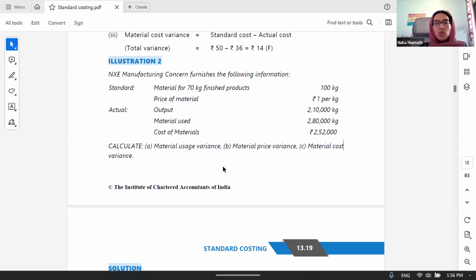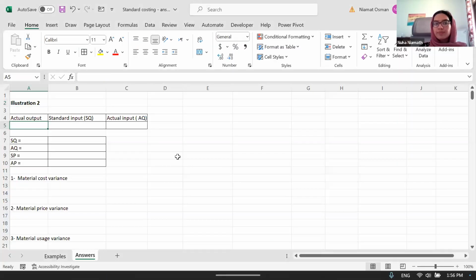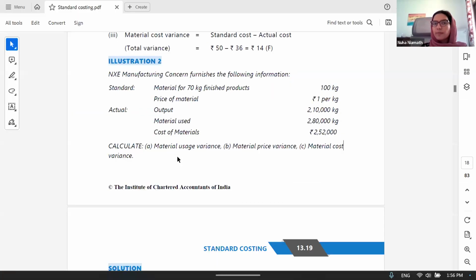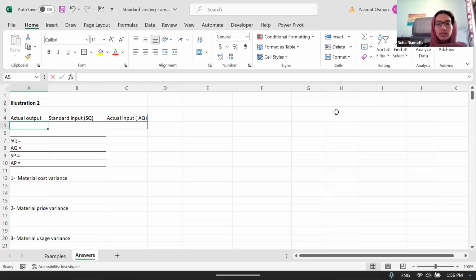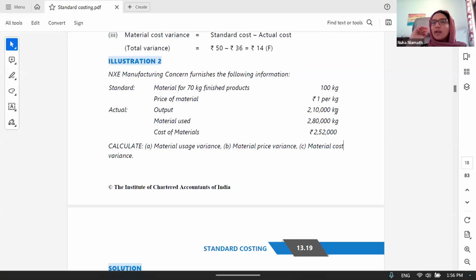Okay. So let's look at how we will go about it. So always remember, make this kind of a table. What is your actual output here? Actual output is 2,10,000 kg. That is your total output that has been produced. Now, what is the standard quantity which will be required for 2,10,000 kg? We know that for 70 kgs of a finished product, we require 100 kgs. So how much will it be for 2,10,000 kgs?